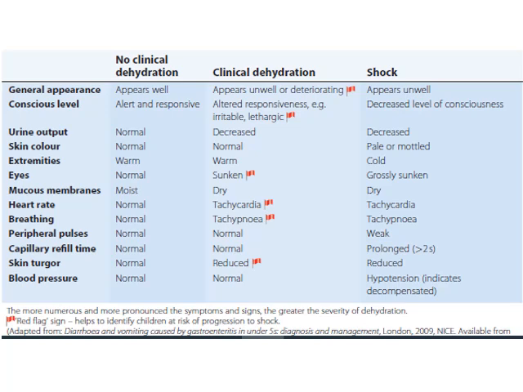Also, this table is present in your book, with different items according to the no dehydration state, clinical dehydration, and shock. We should notice that the red flag signs are very important. This is the child who appears unwell or deteriorating, irritable or lethargic, with sunken eyes, tachycardia, tachypnea, reduced skin turgor and decreased urine output. This is a very dangerous sign that the child is progressing to shock. So I have to treat aggressively at this time to prevent the progression to shock.